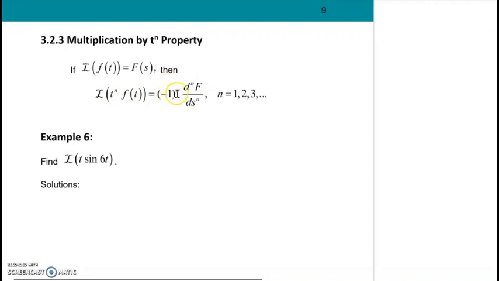Negative 1 power of n, d^n F over ds^n. This term here is actually a derivative, the derivative of F with respect to s. So if we know F(s), then we can get the derivative here.